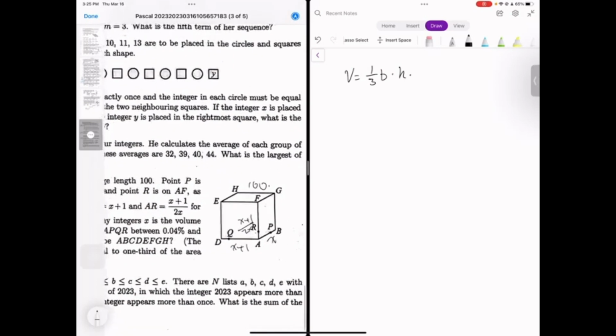We know that I'm just connecting, so this is the pyramid, and then we need to find out the volume of it. So we know that the base is QAP, which is x plus 1 times x, and then divide by 2. So that is x squared plus x, and divide by 2.